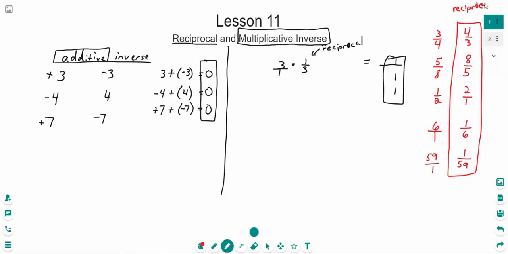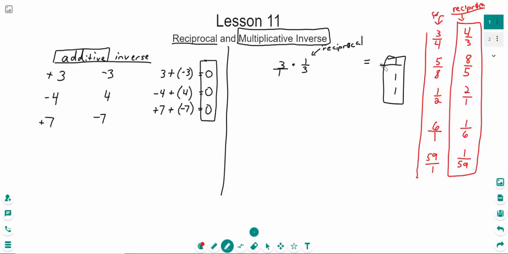Oh, I can't fit all that in. Well, reciprocals of these fractions. All right, so these are the reciprocals for these. Okay, this row here, or this column.